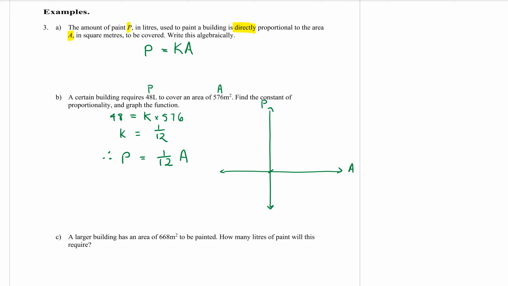You don't need any paint to paint no area, right? Then we use our gradient. So the gradient is the 1 over 12, which means I want to rise 1 and run 12. So rising 1 and running 12 to the positive side would be a point over here. And we can connect that up.